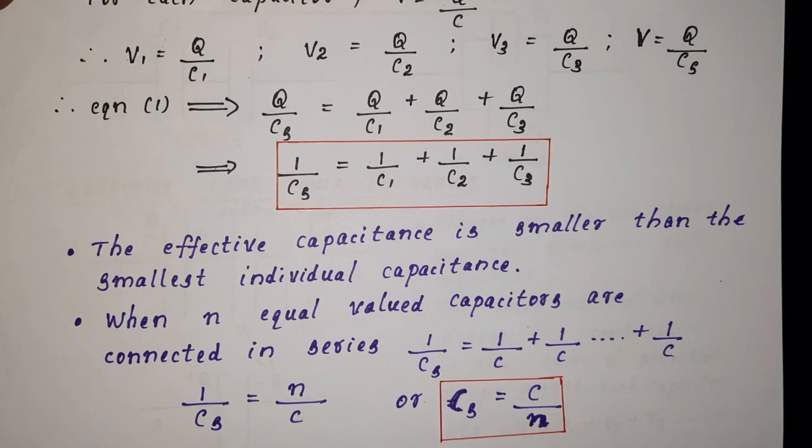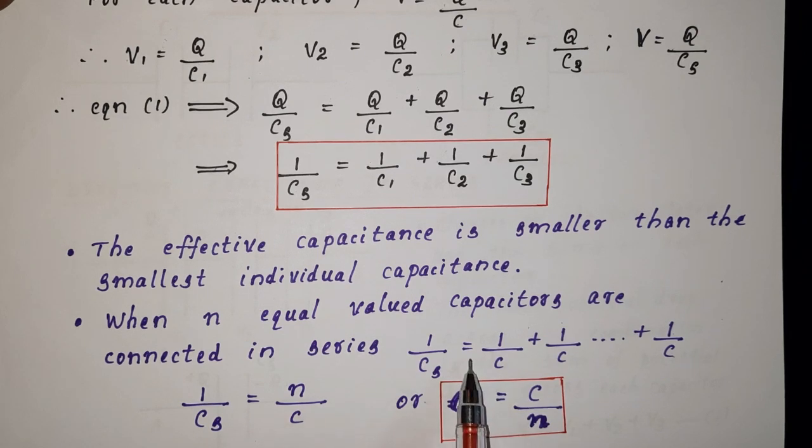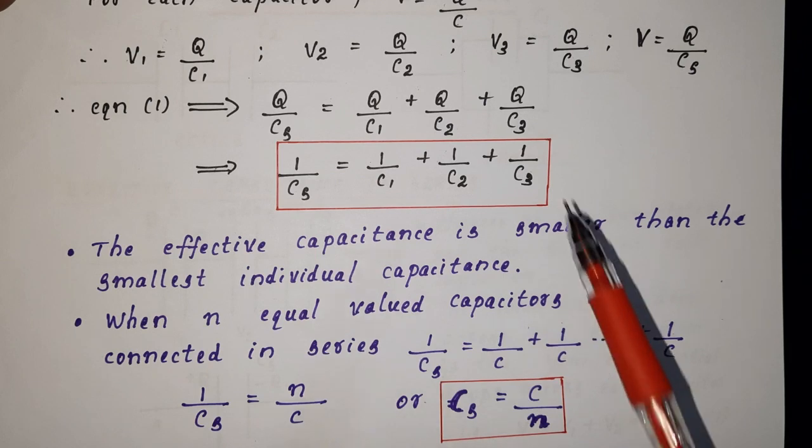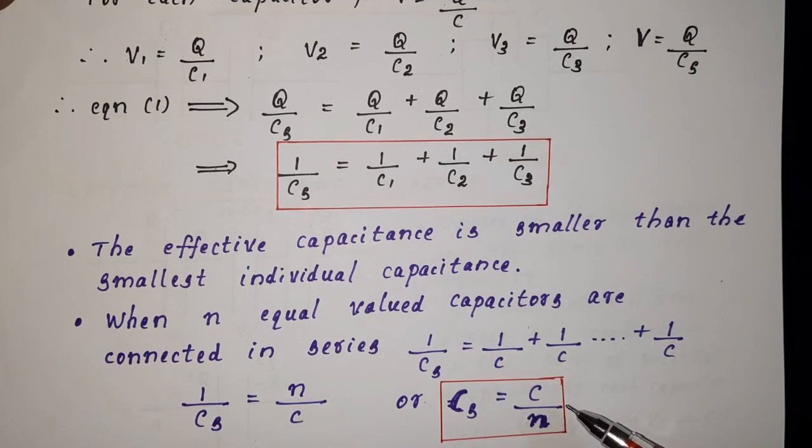So our equation becomes 1 by Cs is equal to n by C, that is n into 1 by C, or Cs is equal to C by n. Effective capacitance Cs is equal to C by n. This is a very important point, the two equations. In doing MCQs or problems, we have to use this equation.